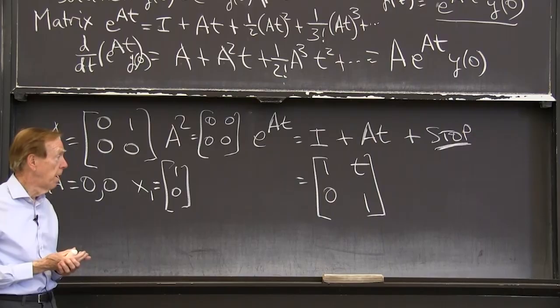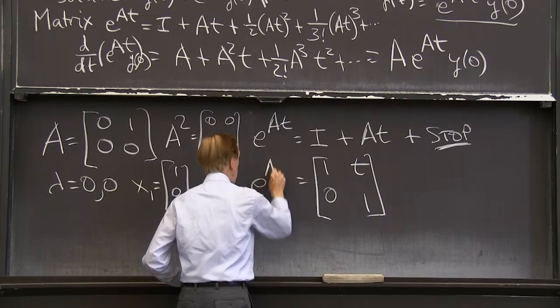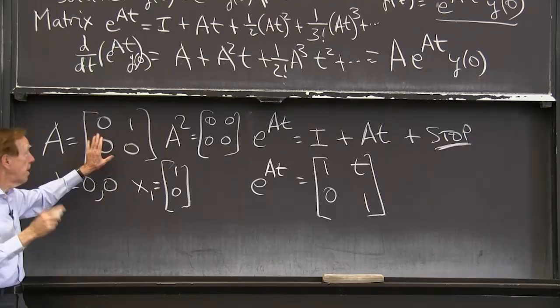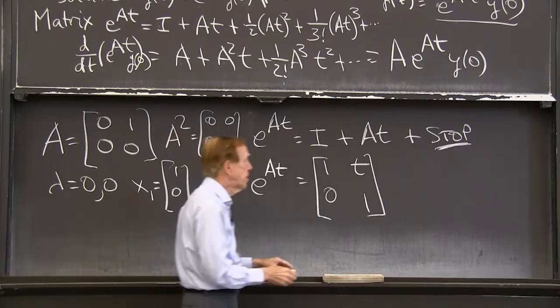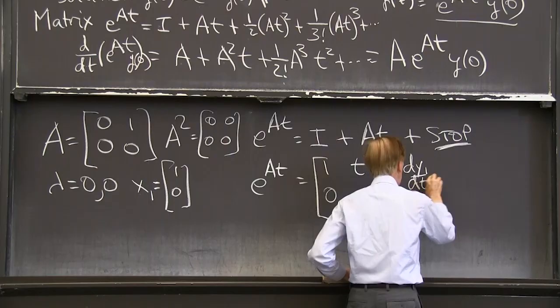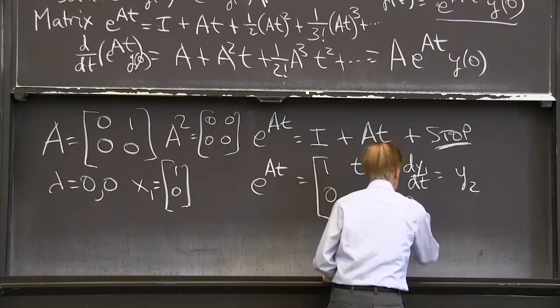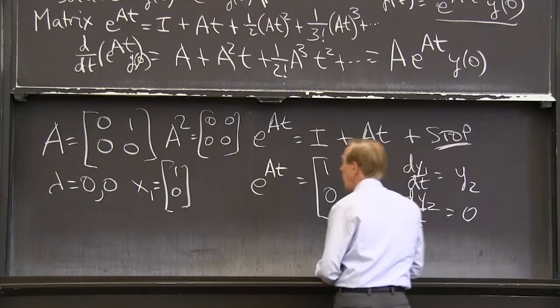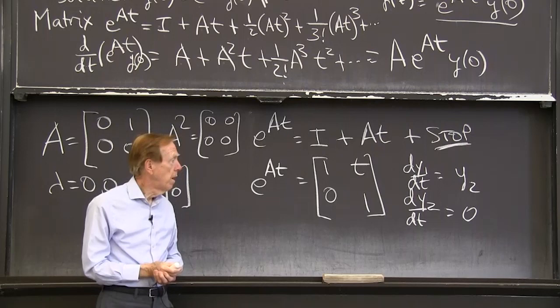Of course, it's a pretty simple exponential, but it comes from pretty simple equations. The equations dy/dt, that system of two equations with that matrix in it, is just dy1/dt equals, I have a 1 there, so it would be y2. And dy2/dt is 0 from the second row. Well, that's pretty easy to solve. In fact, this tells you how to solve.